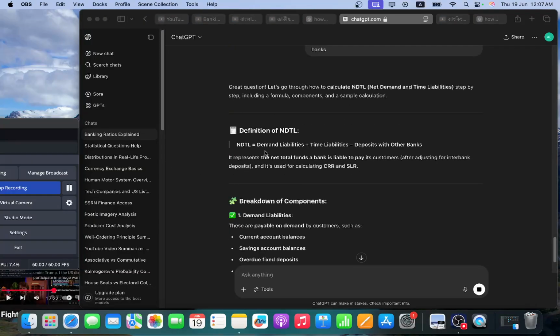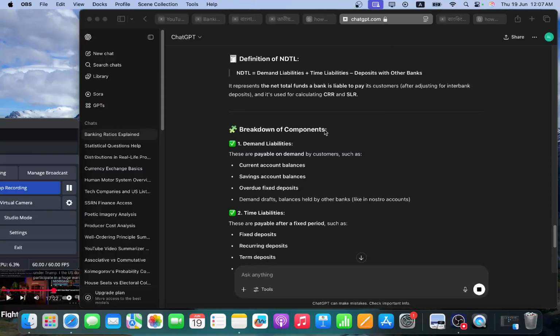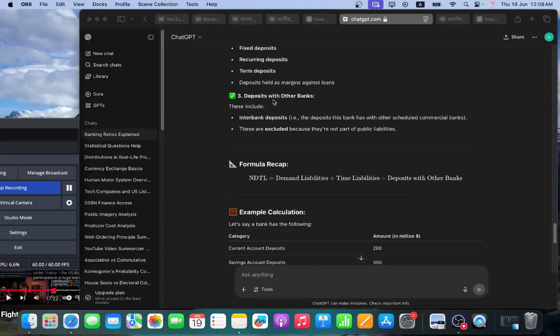Okay, it represents the total funds a bank is liable to pay its customers after adjusting for interbank deposits, and it's used for calculating CRR and SLR. Breakdown of the concept: demand liabilities are payable on demand by customers, such as current account balances, saving account balances, overdue fixed deposits, demand drafts, etc. Time liabilities are payable after a fixed period, such as fixed deposits, recurring deposits, term deposits, deposits held as margins against loans, deposits with other banks, interbank deposits, etc.